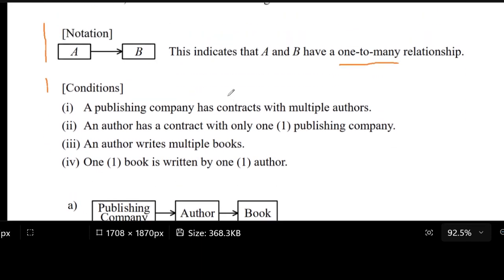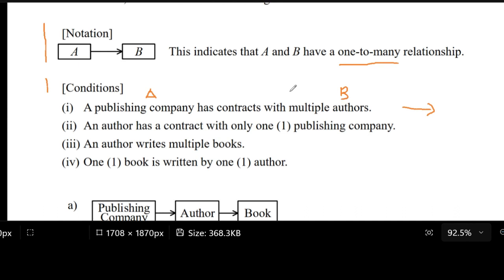It says here that 1. A publishing company has contracts with multiple authors. So this fits with the one-to-many relationship, and the arrow is supposed to be going from left to right, at least if the publishing company is at letter A and the multiple authors would be at letter B.